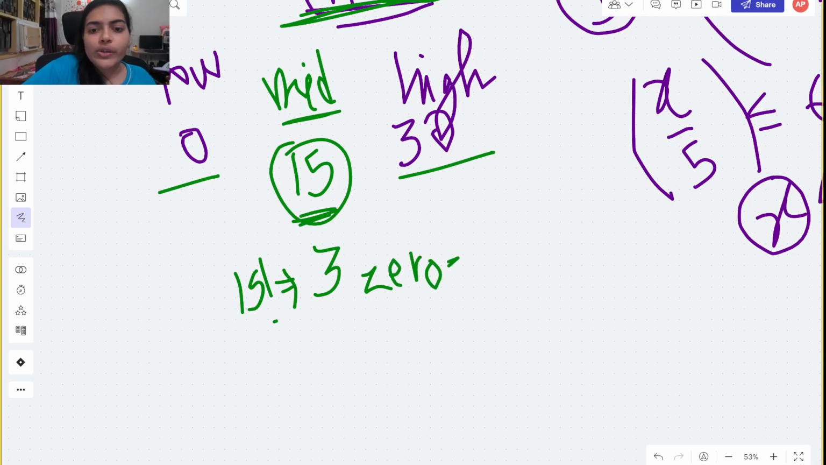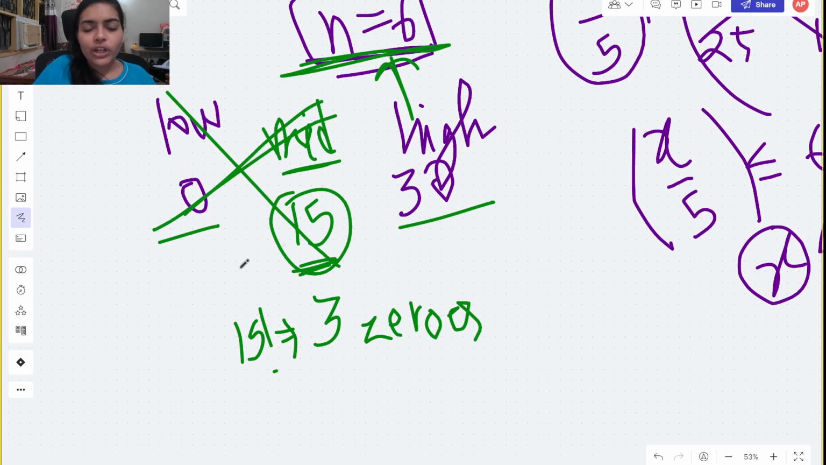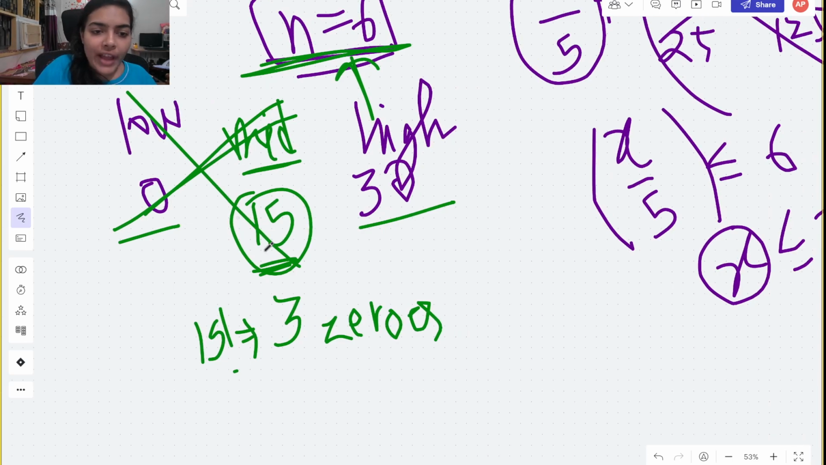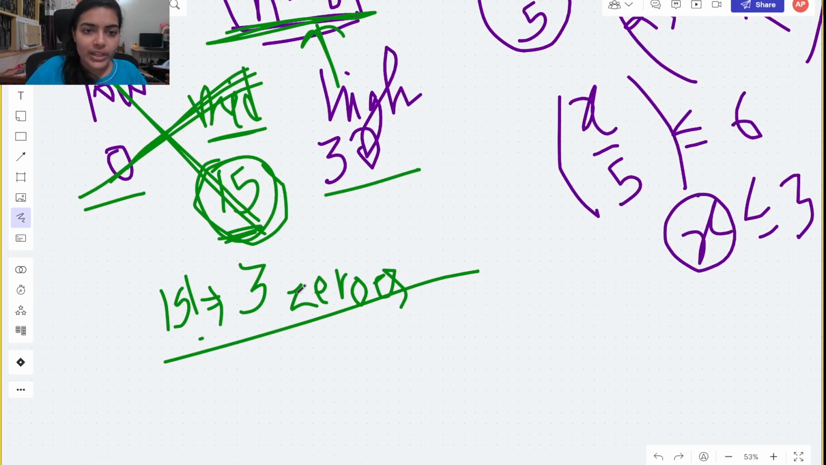But how many zeros do we want? We want 6 zeros, right? Because n is equal to 6. So the answer cannot be any value less than or equal to 15, because a value smaller than 15 will give even fewer zeros. A value smaller than 15 will have even fewer 5s and even fewer 2s, so even fewer 10s. So any value from low to mid cannot be the answer, because 15 itself is not the answer. 15 has only 3 zeros, but we need 6 zeros. So any value greater than 15 is the only possible answer, right?